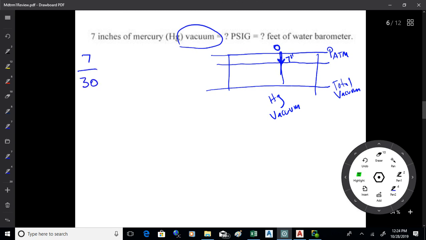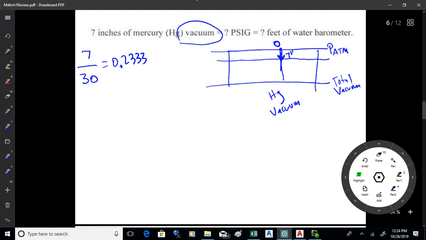So if I take 7 over 30, I get 0.233. So that line is 23.3% of the total. That's where that's at. Okay. So on the other side, I got 76.7% of the total.